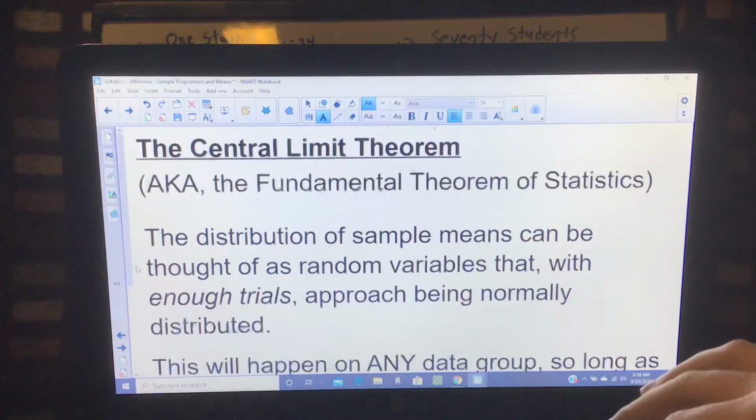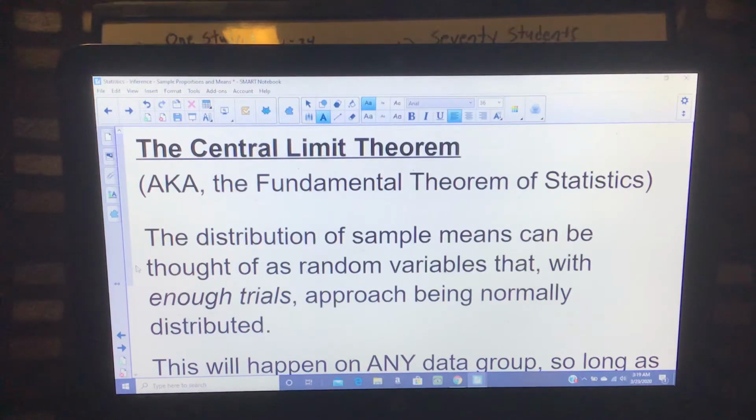Let's go on. All right, so finally, they give a fancy name to this property. It happened with the proportions, but they really like it with the mean so much that they gave it the name the central limit theorem. If you see this term, they like to test it on the AP exam and in statistics in general. This is referred to as the central limit theorem. It's also called the fundamental theorem of statistics.